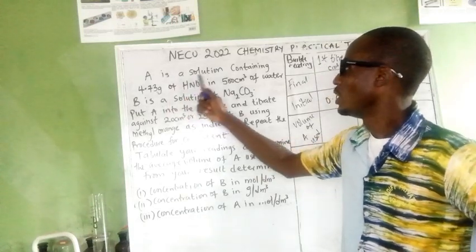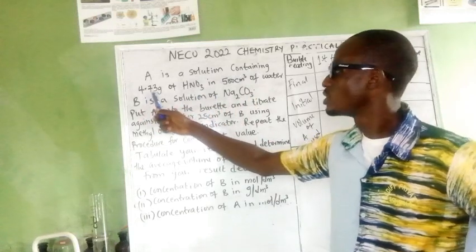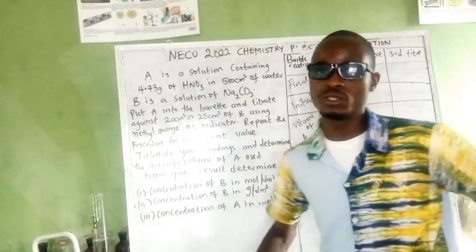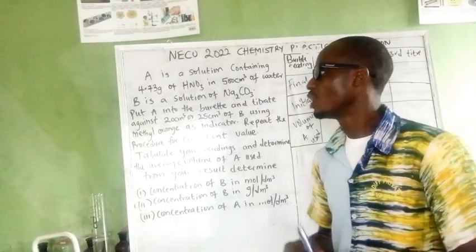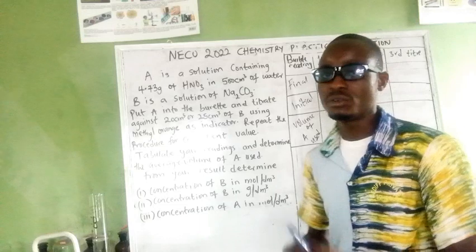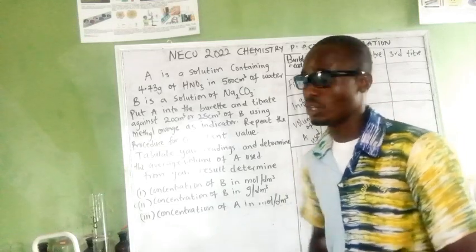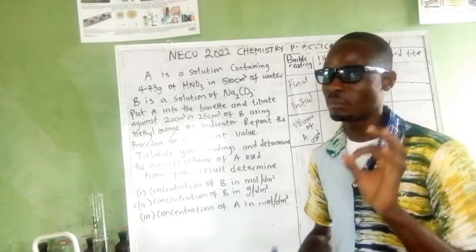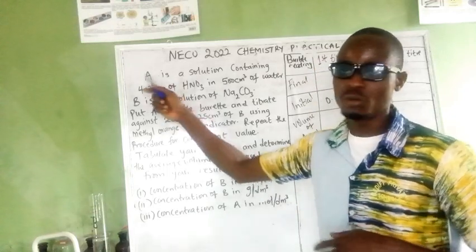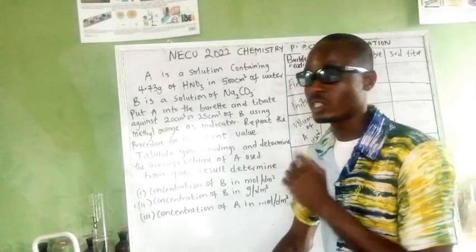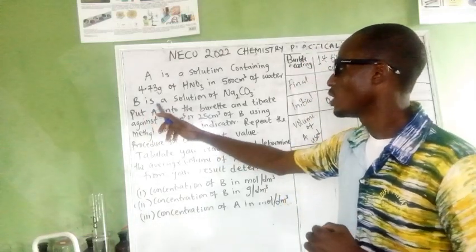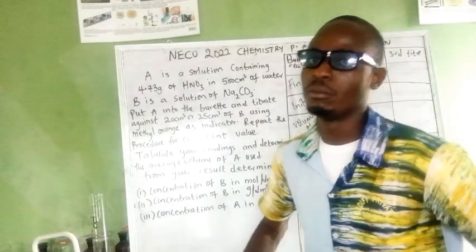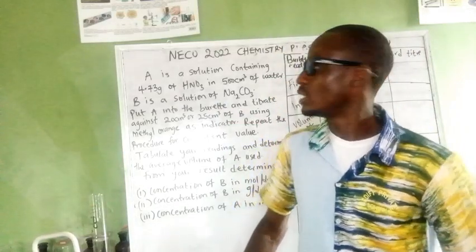A is a solution containing 4.73 grams of HNO3 in 500 centimeter cube of water, which means we are given 4.73 grams of HNO3 in 500 centimeter cube of water. So this implies that we are going to have times two of this mass in 1 dm cube. Let's note that. B is a solution of Na2CO3, that's sodium carbonate, that's B.